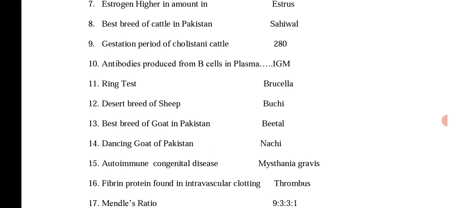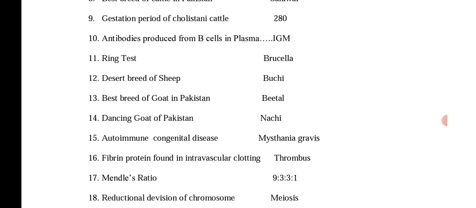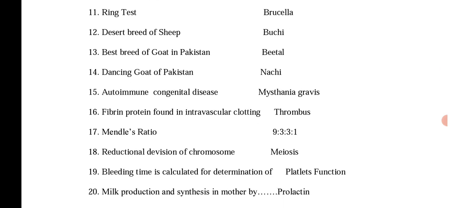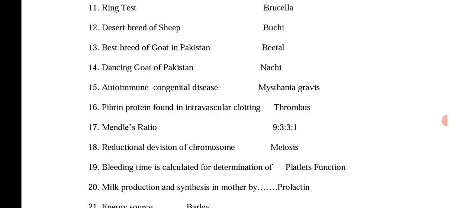Desert breed of sheep is Buchi or Balochistani. Best breed of goat in Pakistan is Beetal. Dancing goat of Pakistan is Nachi, as it walks like dancing, or Nachna.